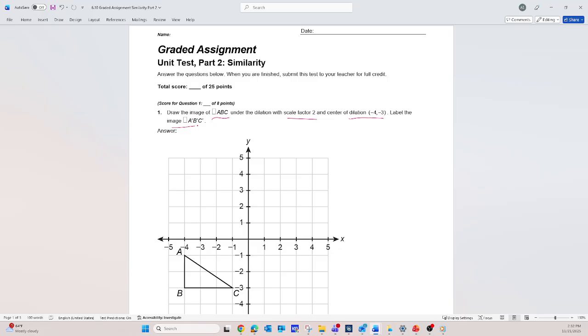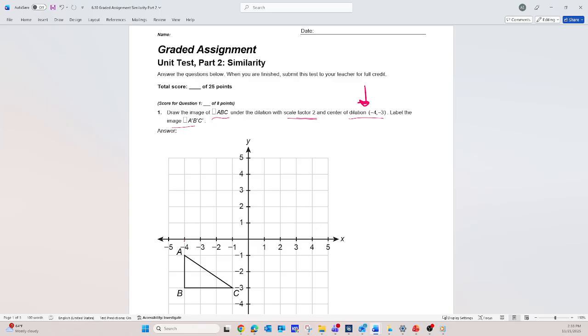So let's take a look at the information that they're giving us. They're giving you the triangle there, right? They're giving you a scale factor of 2. Remember, when scale factors are greater than 1, that means that you have an expansion. So that means that the image, the copy, is going to be bigger. There's going to be an expansion compared to triangle ABC. And you have a center of dilation of -4, -3. So it's not going to be on the origin 0, 0. It's going to be at -4, -3.